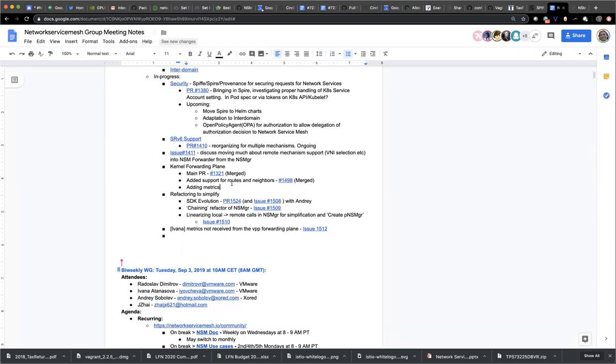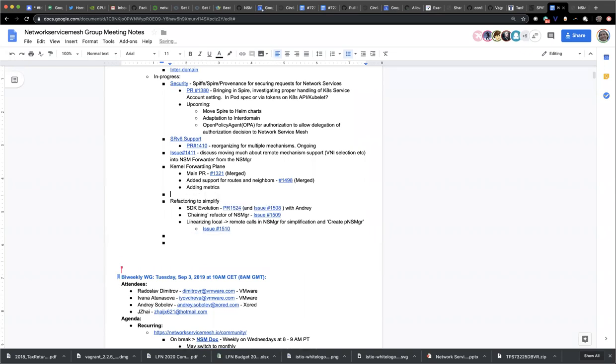Yeah, actually, this was brought up by the work that Ivana is doing with the service mesh interface. Let me actually bubble that up then before the refactoring to simplify, since it's sort of thematically together here. Yeah. Cool. Yeah, I know, Ivana, you've been working on things around metrics, which is really exciting. Do you want to say a few words? Yes.